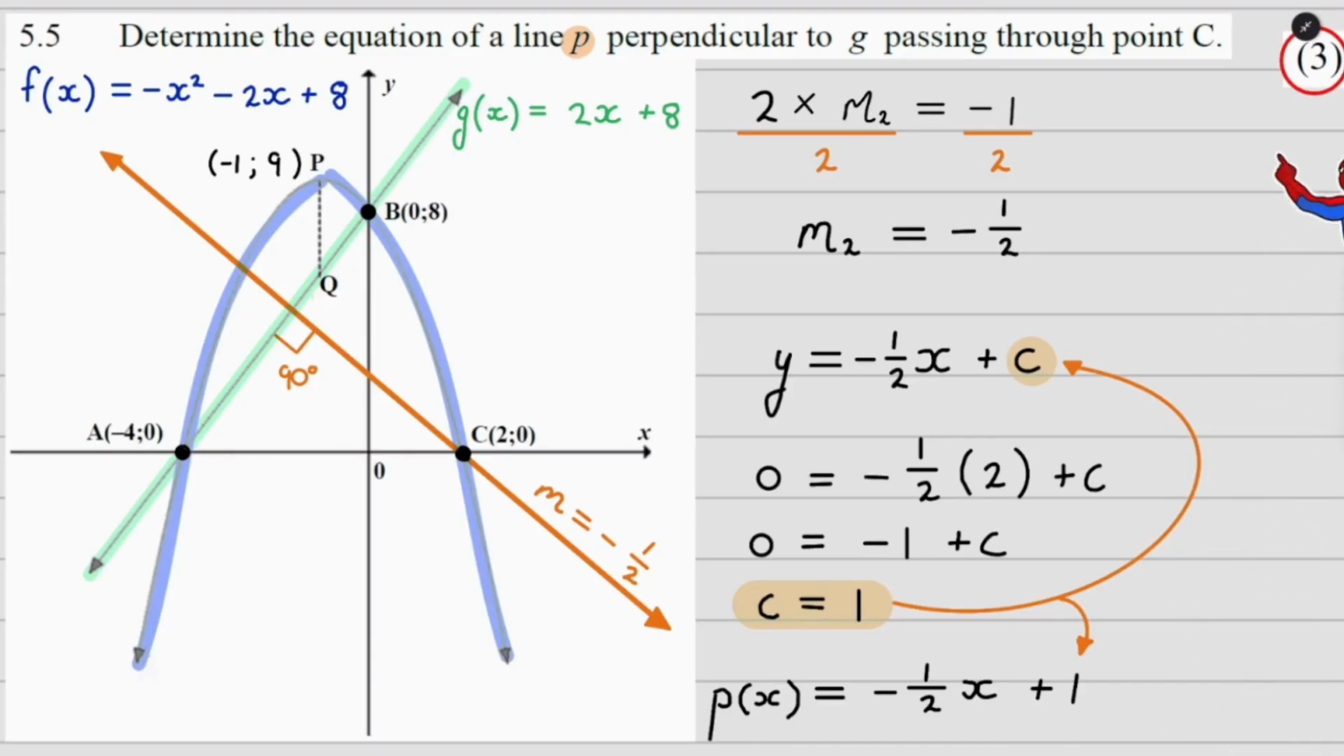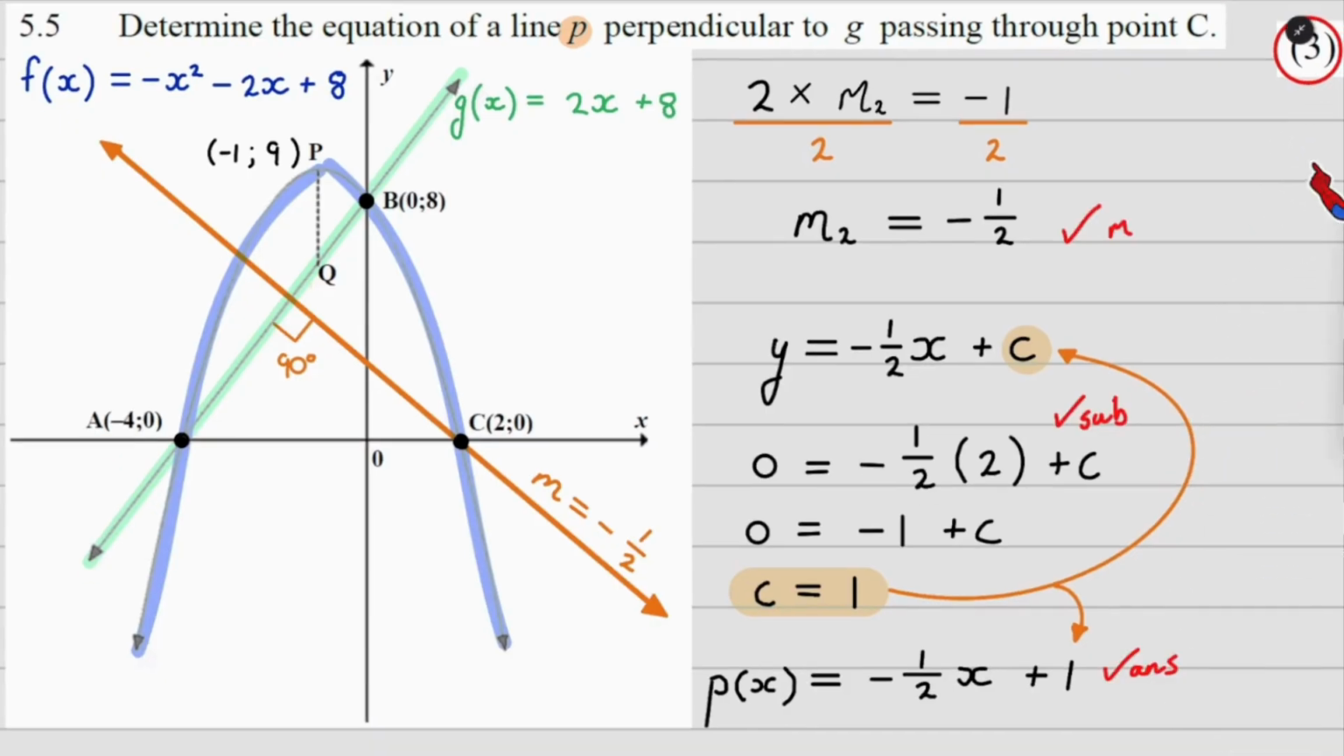Okay, so let's have a look where the 3 marks come from. Your first mark will come from the gradient of the orange line. Second mark comes from the substitution of this point C to get the c value of 1. And the last mark comes from the correct final answer.